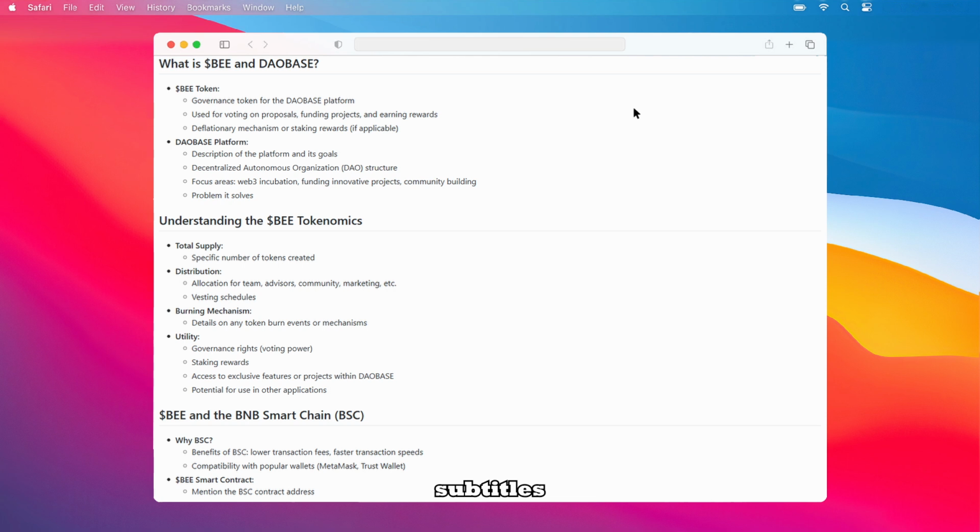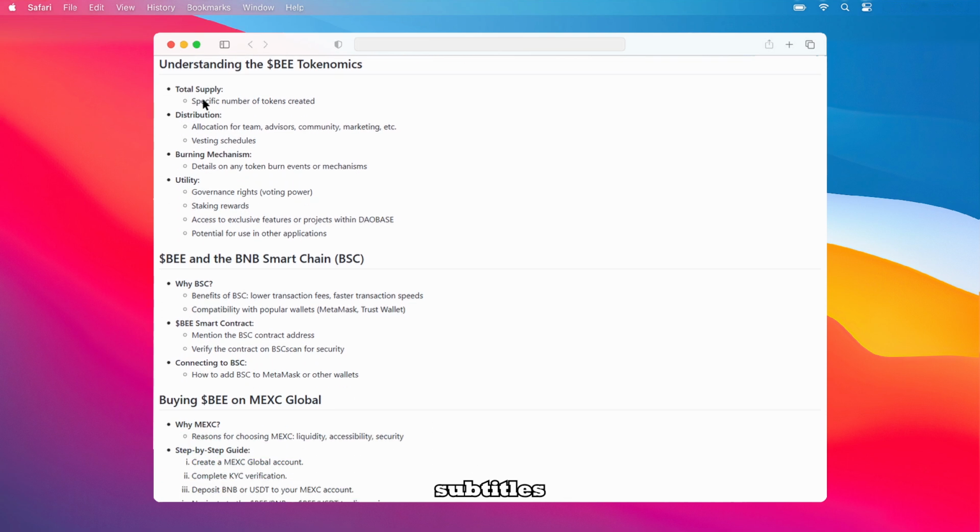Let's break down the $BE tokenomics. It's crucial to understand aspects like the total number of tokens created and the distribution plan, including allocations for the team, advisors, community, and marketing, along with any vesting schedules. We'll also discuss the presence of any burning mechanisms designed to potentially reduce the token supply, and explore the utility of $BE, covering governance rights, staking rewards, access to exclusive features, and its potential uses within and outside the DAOBASE ecosystem.